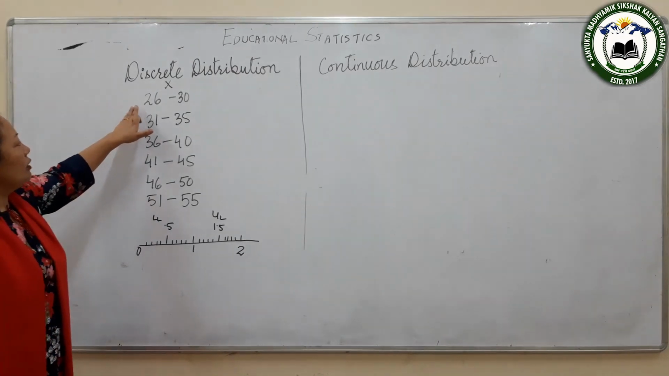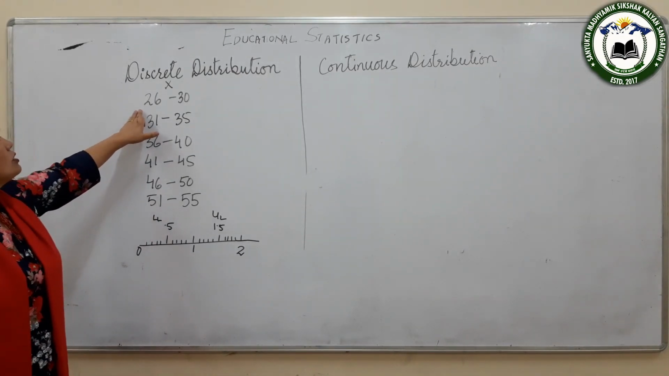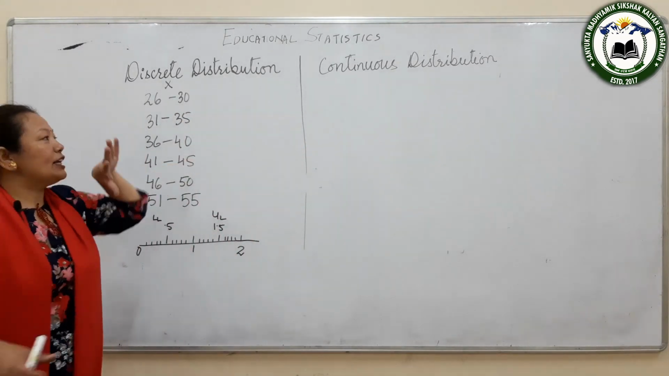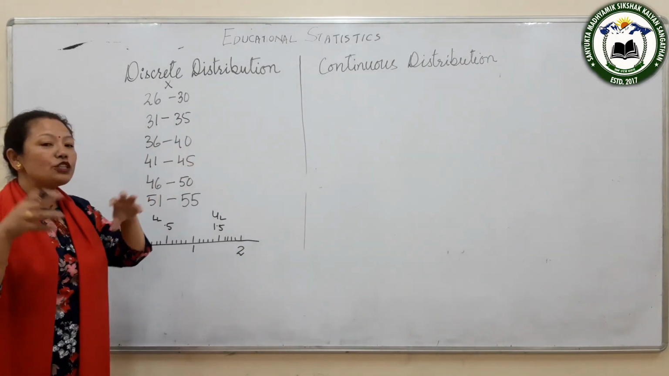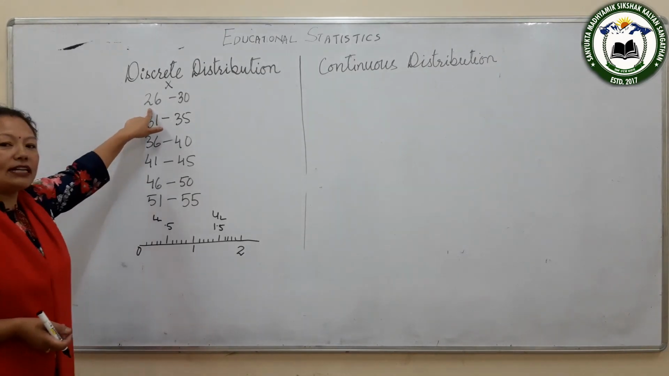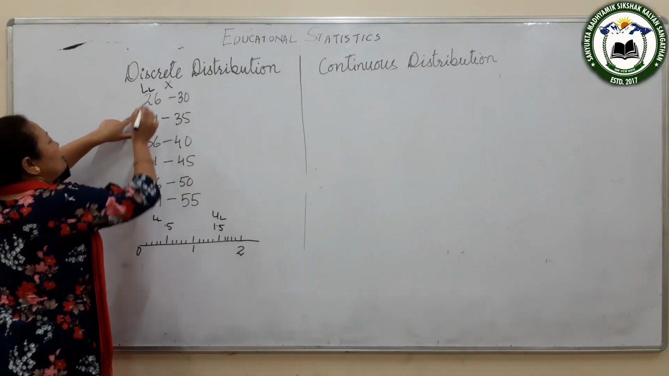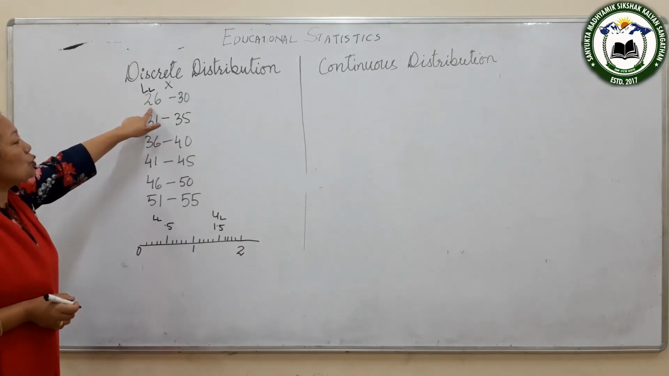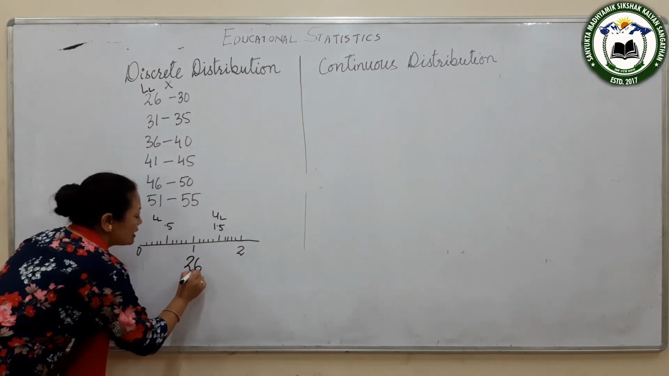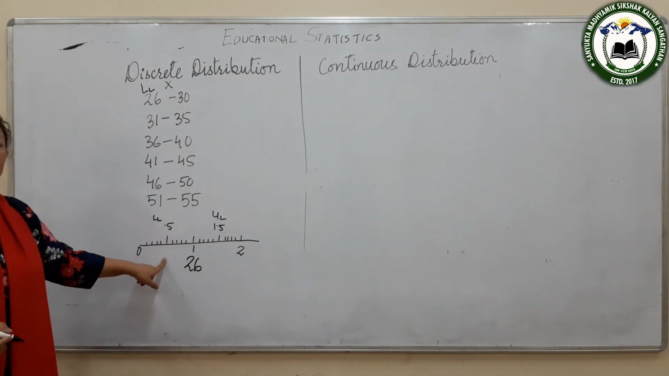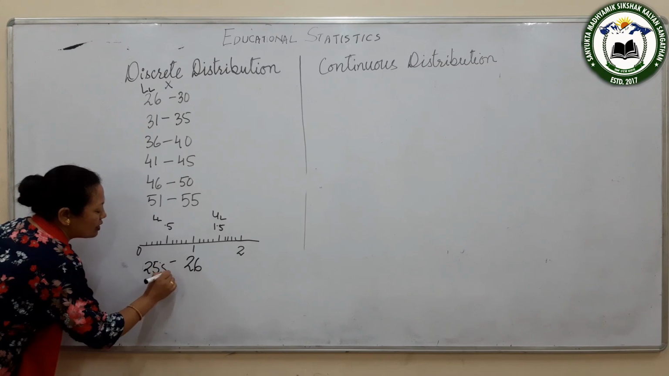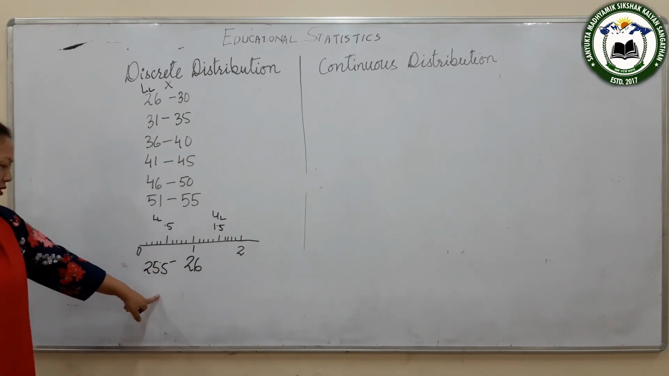Now for that, what we need to do is find out the lower limit of 26. That means in a continuous distribution, each of these numbers has to be linked with another number. So first we take this 26 and find out the lower limit of this number. Either you can follow it in this way: if 26 is over here, what is the lower limit of 26? It means that 25.5 is your lower limit.